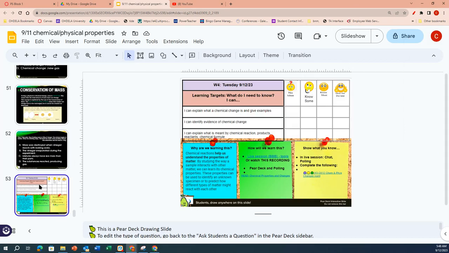Okay. So hopefully you can explain the difference with chemical change and identify a chemical change, and what is meant by a chemical change.